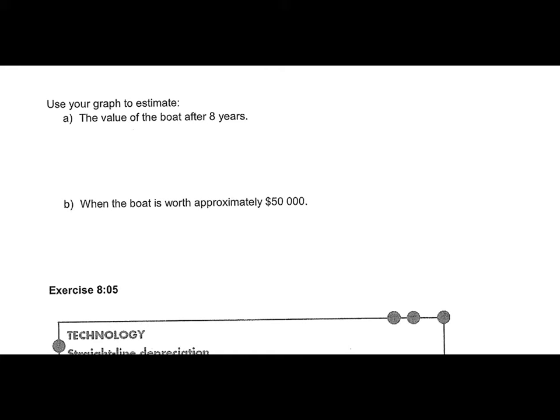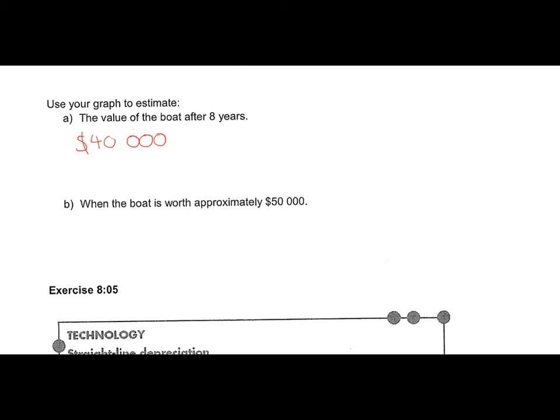On this page, it's got 2 questions about the graph. The first one asks you to estimate the value of the boat after 8 years. What I'll do is I'll just give you a second to turn back to your graph, find 8 years. When you found 8 years, go up that vertical line until you meet the graph. Mark that point and then look to the left to see the value at that point in time. Hopefully, you should have found that the value of the boat after 8 years is $40,000.